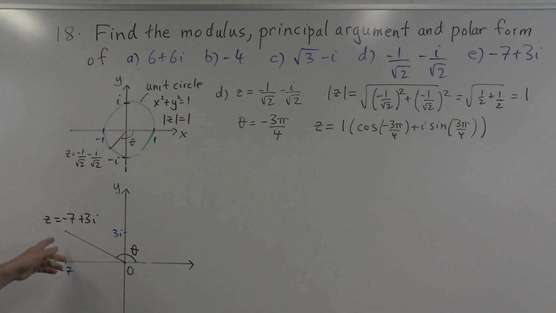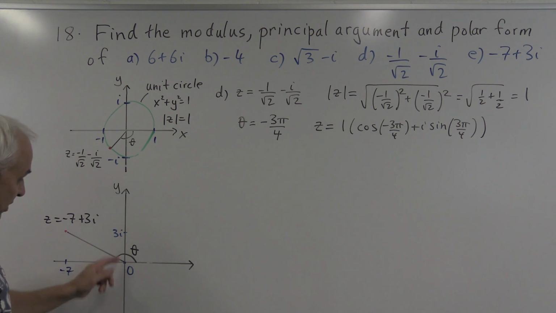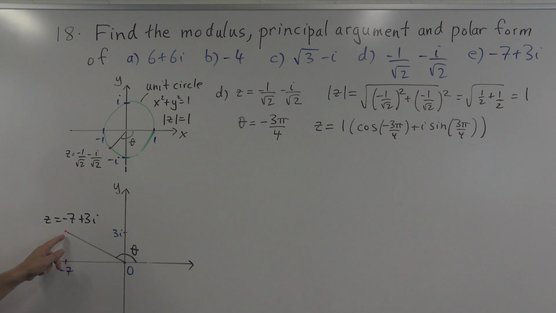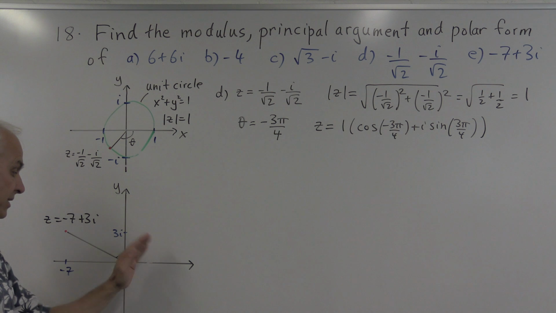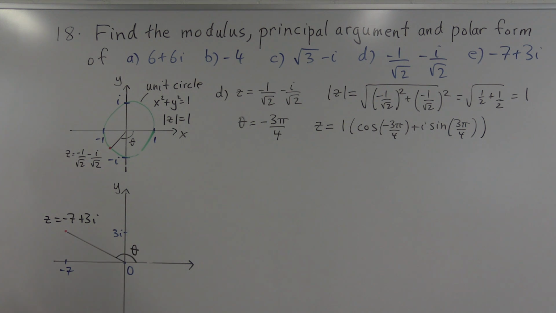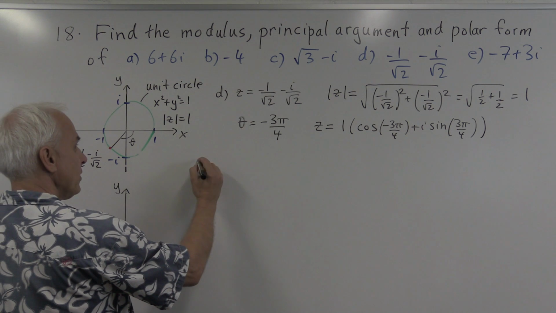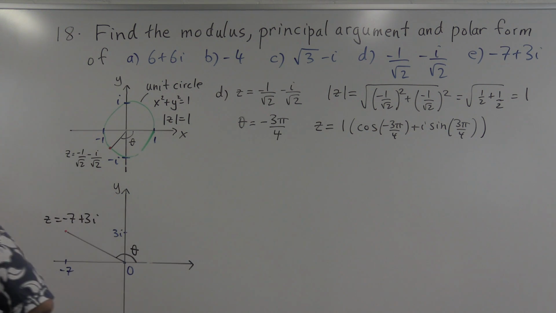Okay, so here it is. Minus 7 plus 3i. So we're going minus 7 in the x direction, 3i in the y direction. So here's the complex number somewhere over here. We can see that the angle is in this second quadrant. And, okay, how are we going to find the modulus and the angle? So this is question E, maybe in blue.